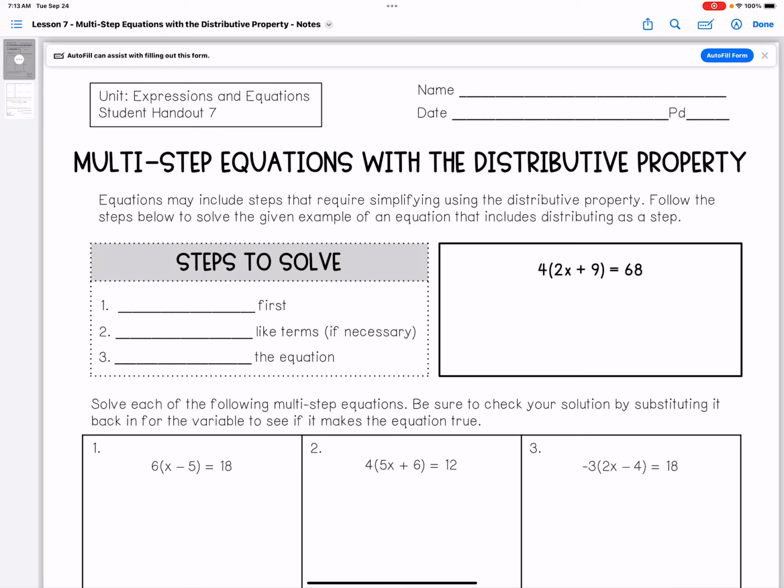Welcome in. This is Unit 2, Expressions and Equations. Student handout number 7, multi-step equations with the distributive property.